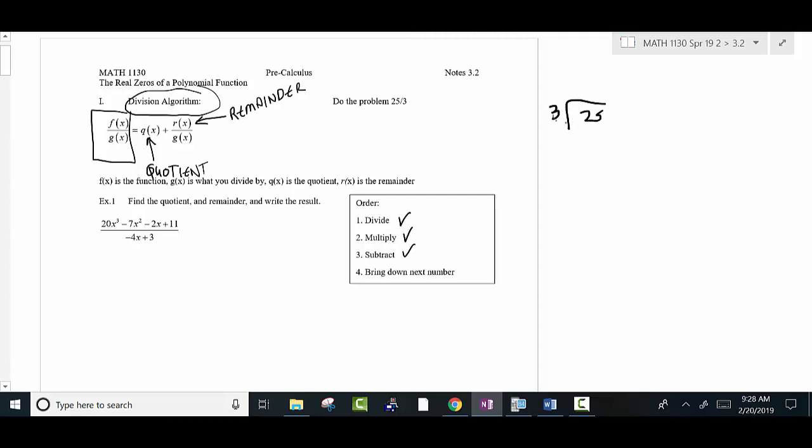I think what you learn is nothing goes there. That goes in there to give 8. 8 times 3 is 24. 1 is your remainder. I did do it right the first time. Okay, I don't know what I was thinking there. Anyway, this is your quotient, and this is your remainder.